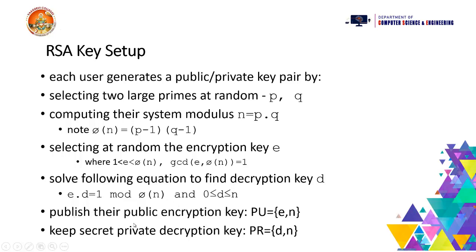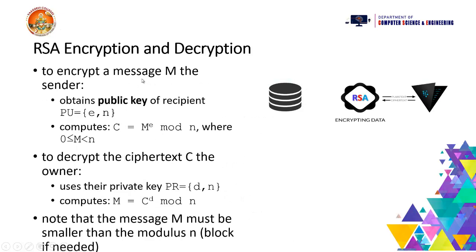So we are going to publish the public key for encrypting. Public key PU equals E comma n, and we will keep the private key as a secret, and this key will be used to decrypt. So private key PR equals D comma n. Now we will see encryption and decryption by using RSA algorithm. To encrypt a message M, the sender must obtain the public key of the recipient, meaning both users must exchange their public keys.